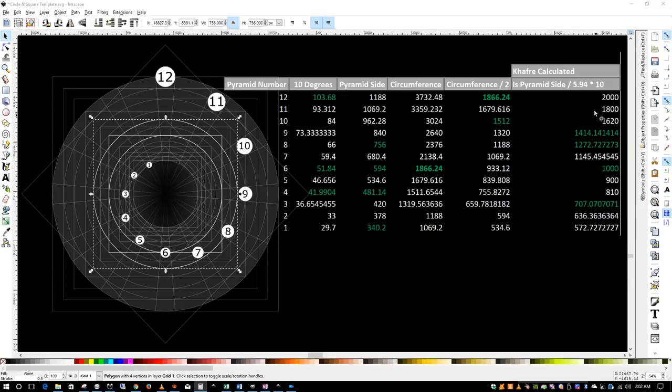These guys right here are simply the middle pyramid, and these are calculated by taking this pyramid side here, dividing it by 5.94, which we see over here all the time, 59.4, 594. So we divide by 5.94 and then multiply times 10. And if you notice, these numbers that you see here are the numbers I've been showing you, right? So the actual side length of the middle pyramid is 70707, right? 1000 is its diagonal.